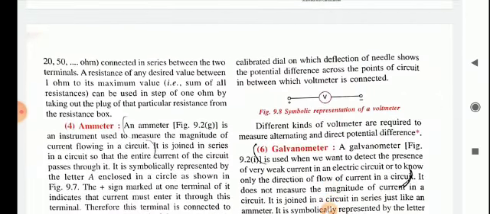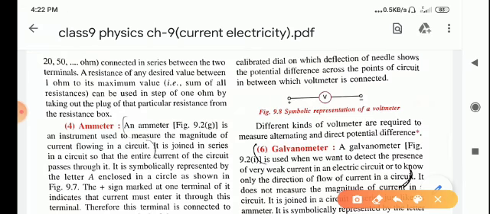Fourth point, ammeter. An ammeter is an instrument used to measure the magnitude of current flowing in a circuit. It is joined in series in the circuit so that the entire current of the circuit passes through it, right?